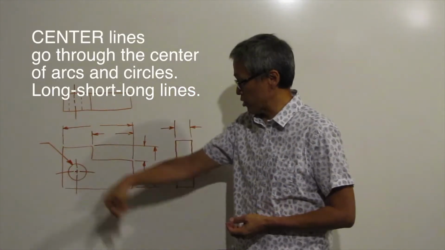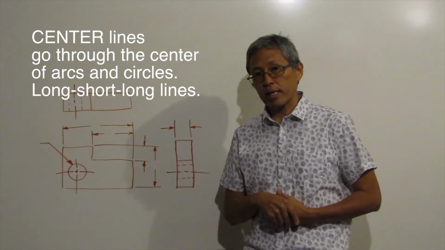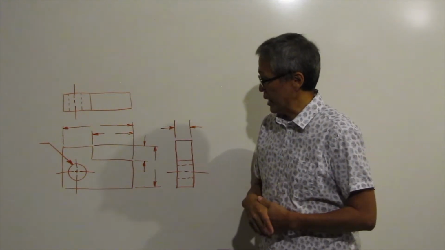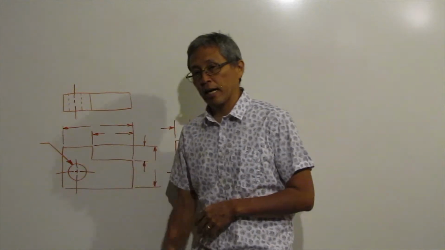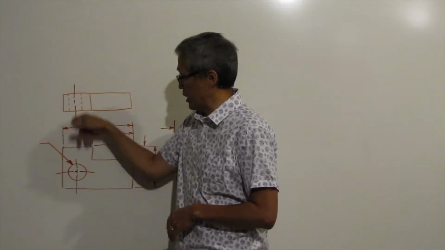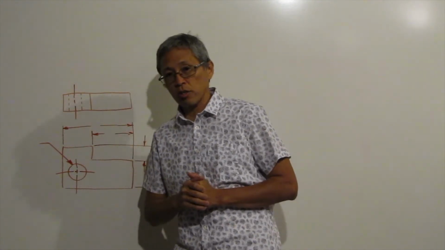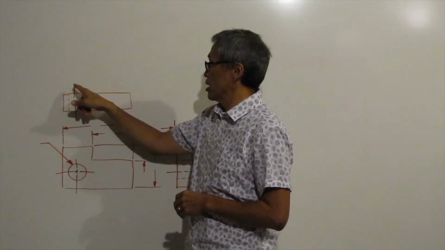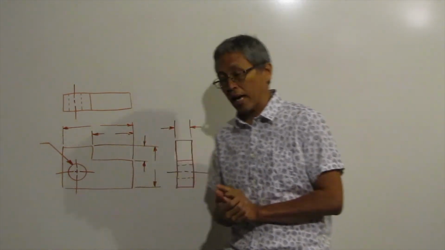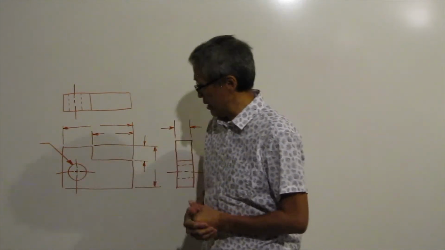They go through the center of a circle or an arc, or what would be a circle or an arc in another view. So center lines, a long, and then a short, and then a long. And if you had a really long center line, there'd be a long, short, long, short, long, short, long, short, etc., all the way down, however long you're going to have that. So that's my center line.